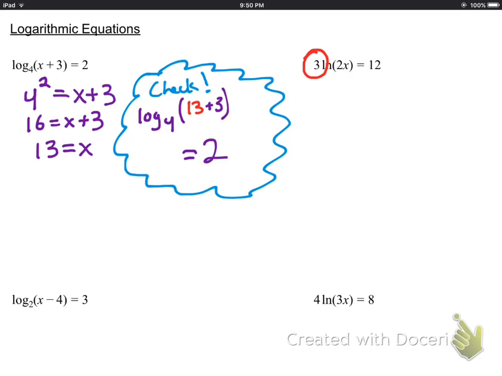And the other tricky thing about this, of course, is it's a natural log, which, remember, is just log base e. It's not actually that tricky. So, yeah, to get rid of that 3, we're just going to divide by 3 on both sides, and voila, we have natural log of 2x equals 4.